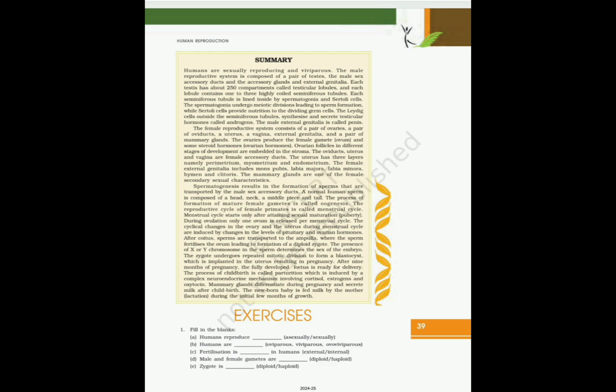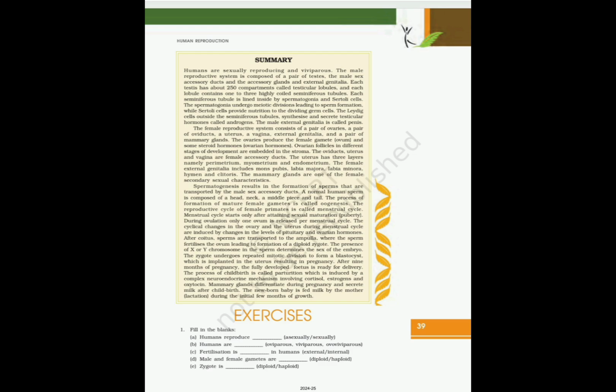Spermatogenesis results in the formation of sperms that are transported by the male sex accessory ducts. A normal human sperm is composed of a head, neck, a middle piece, and tail. The process of formation of mature female gametes is called oogenesis. The reproductive cycle of female primates is called menstrual cycle. Menstrual cycle starts only after attaining sexual maturation, puberty. During ovulation, only one ovum is released per menstrual cycle. The cyclical changes in the ovary and the uterus during the menstrual cycle are induced by changes in the levels of pituitary and ovarian hormones.